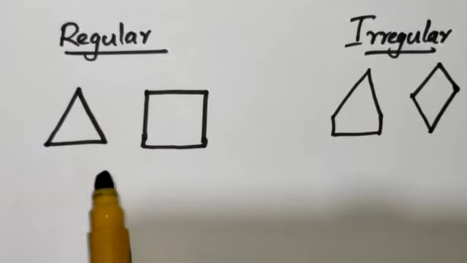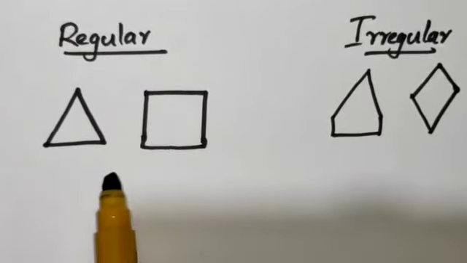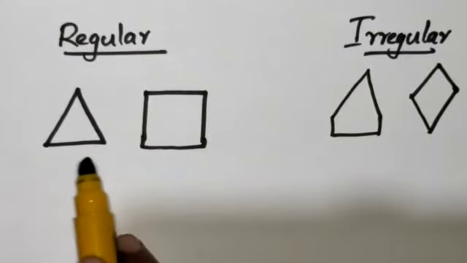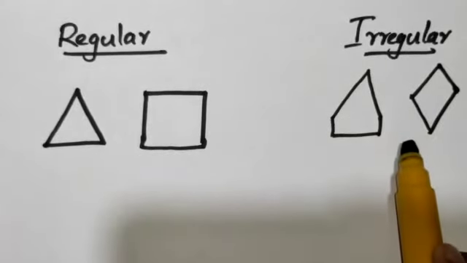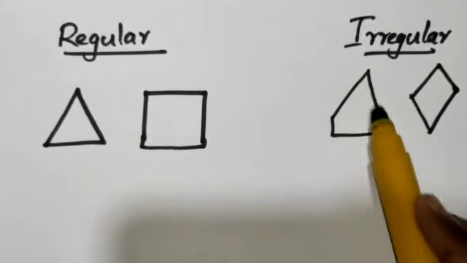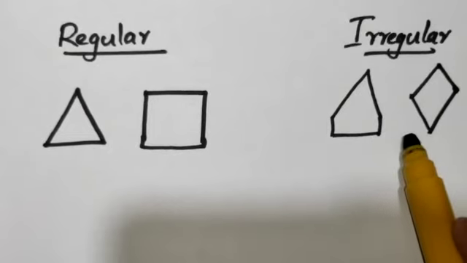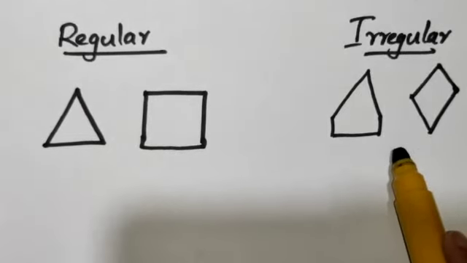And these are some regular polygons. Regular means all sides and angles are equal. So an equilateral triangle and a square are examples of regular polygons, and these are irregular polygons. You see that all the sides and angles are not equal, so these are irregular polygons.